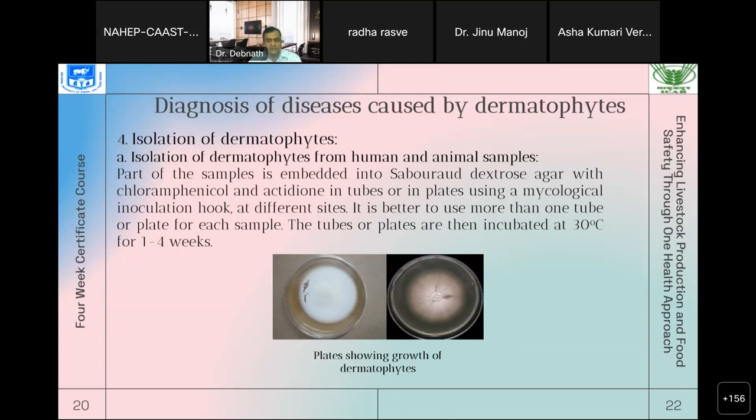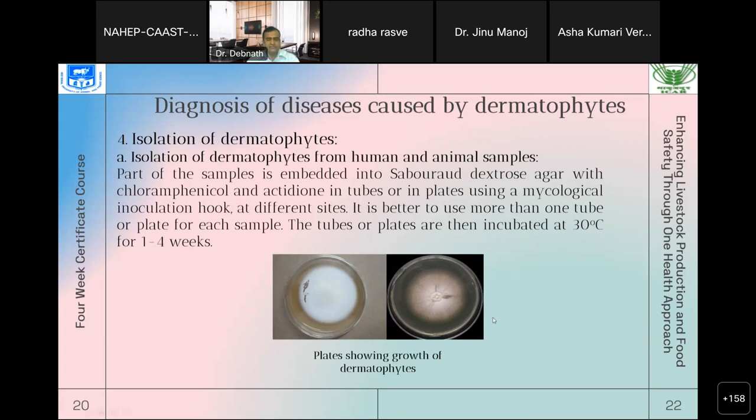And the incubation temperature is very low. In case of bacteria, we generally use 37 degrees centigrade, but here it is 30 degrees centigrade. Even some species grow at lower temperatures also. Only one species is there, Trichophyton verrucosum. It requires a higher temperature, 37 degrees centigrade, for its growth.